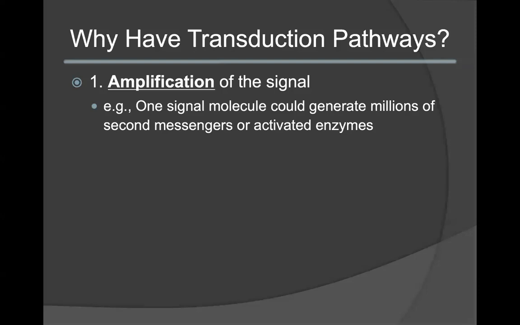You might want to ask yourself, why are these transduction pathways present? What is their purpose? They have many purposes within the cell. One of them is to amplify the signal. This means that the binding of one signal molecule could actually generate millions of secondary messengers, and those messengers could activate millions of other enzymes. So by amplifying the signal, once again, we can spread the signal to the rest of the cell very quickly.